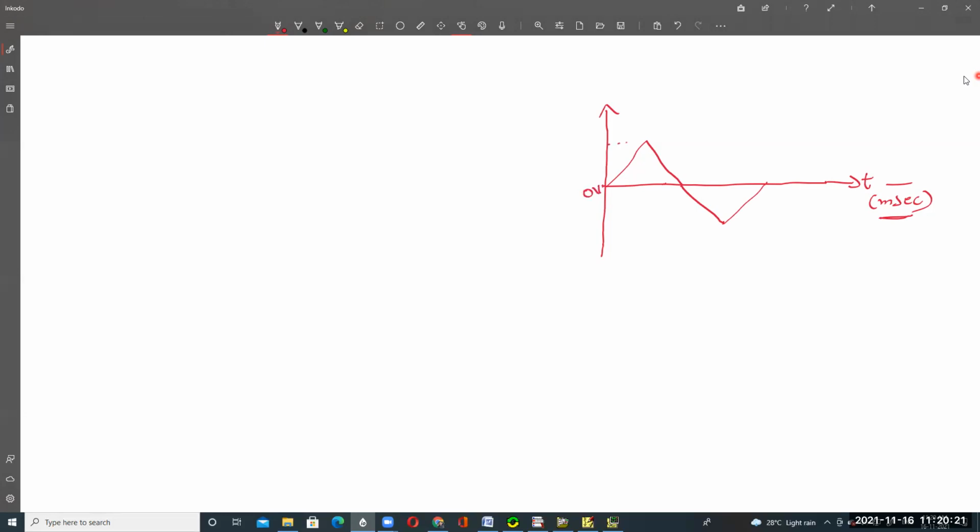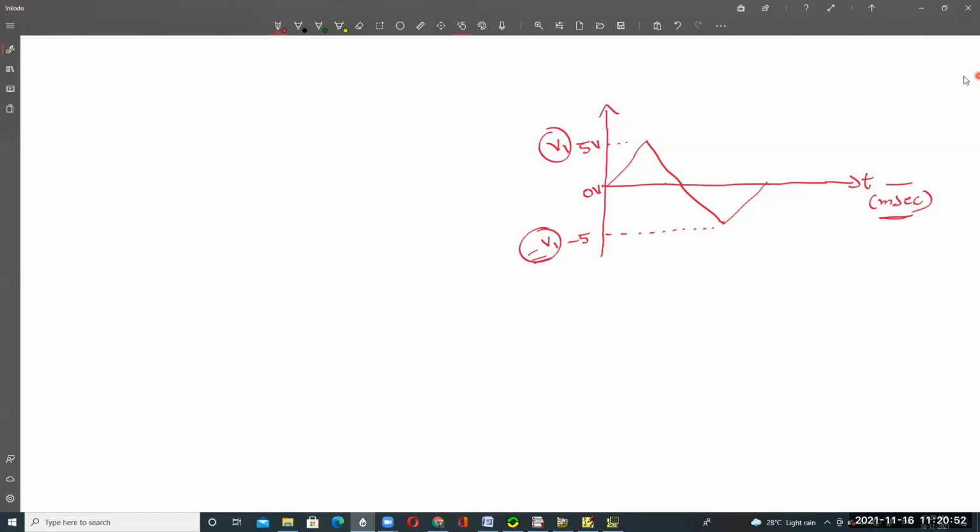So this is called a positive peak. Let us assume 5 volts, and the negative peak is minus 5. Positive 5 volts is V1, and the negative one is minus V1. In PSpice, we will take V1 equal to 5 volts and V2 equal to minus 5 volts.